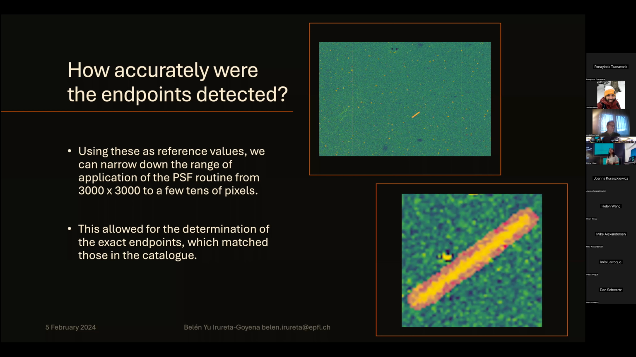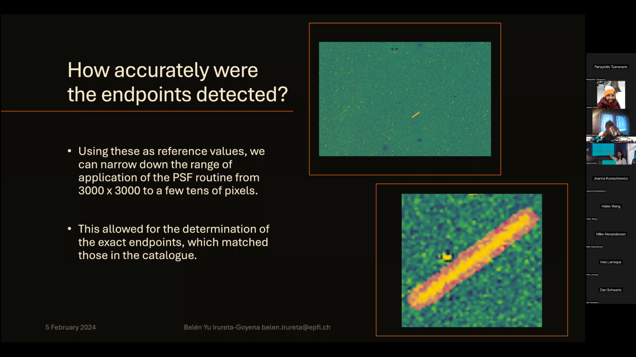The idea is not really to use the output of this fitting directly for orbit determination, because at the end of the day, 12 pixels for streaks that are 100 or 200 pixels long is a large error, a large uncertainty, but rather to use these as reference values to narrow down the search for PSF fitting.